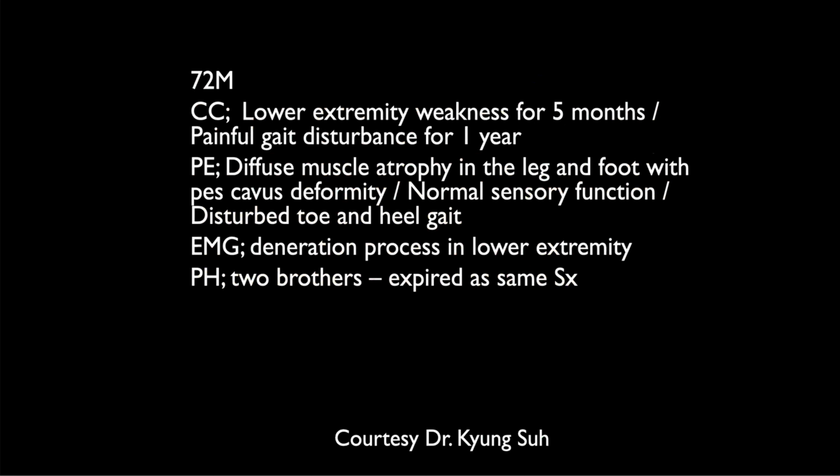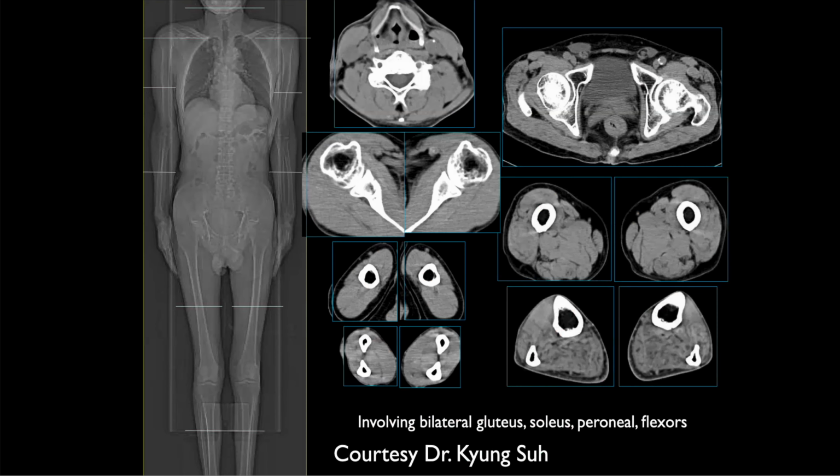72-year-old male, lower extremity weakness for 5 months, painful gait disturbance for 1 year, physical exam, diffuse muscle atrophy in the leg and foot with pes cavus deformity, normal sensory function, disturbed toe and heel gait. EMG showed denervation process of the lower extremity. Two brothers expired with the same symptoms. Okay.